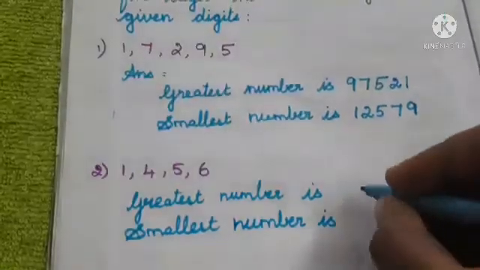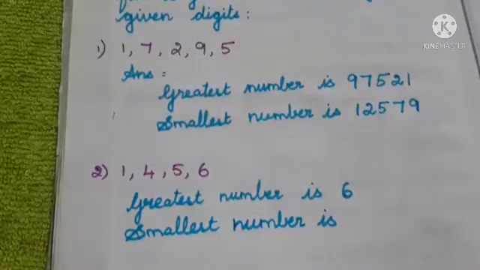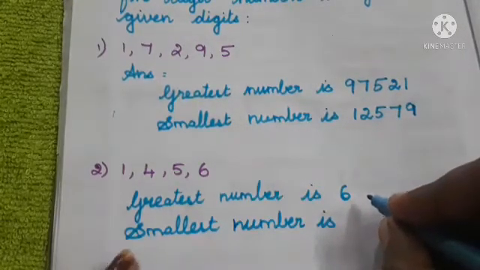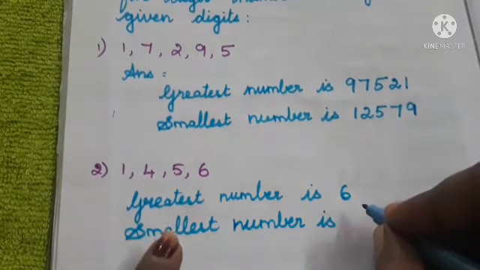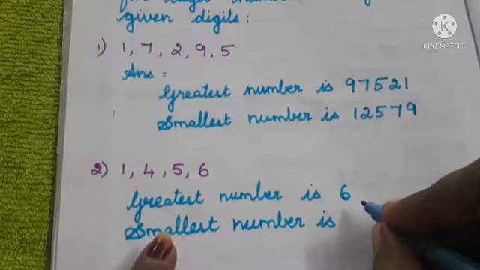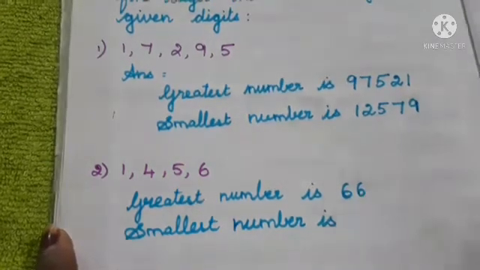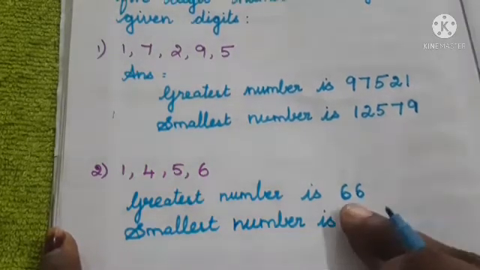The greatest number, which is the greatest number? Yes, 6 is the greatest. Then what we have to do? Here there are only 4 digits. We want to find out a 5 digit number. You have to make a 5 digit number. So we have to repeat the greatest number 2 times. Okay, so we now got 2 digits.